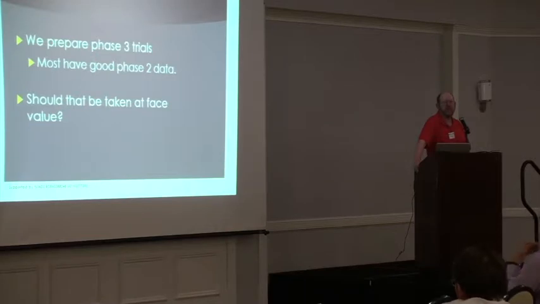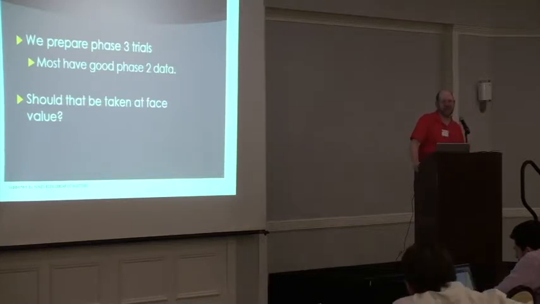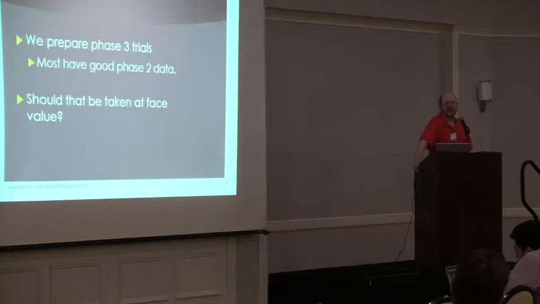The question is, should we take that at face value? And let's assume there's no data dredging whatsoever. So they ran their phase 2, they ran it in the population they intended to, they didn't dredge their data, they are coming to us, and they do indeed have good phase 2 data. Do we take that at face value? They have not themselves, in theory, committed a multiplicity.